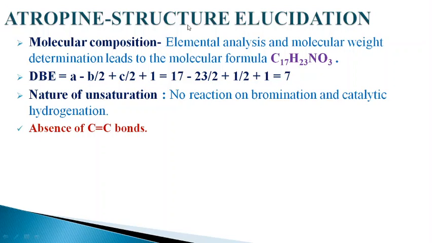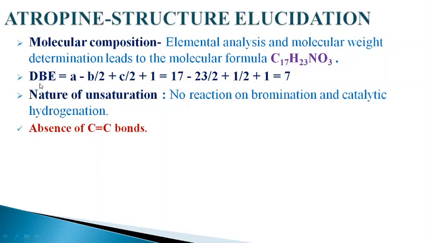Next we come to the structure elucidation of atropine, which is based on classical chemical analysis. Its first step, as usual, is the molecular composition. Elemental analysis and molecular weight determination lead to the molecular formula C17H23NO3.